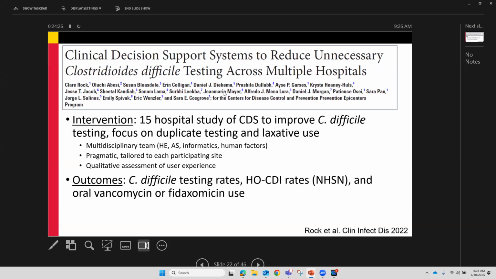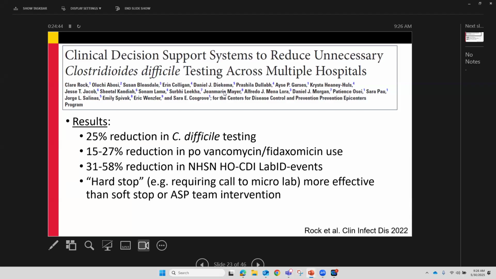And they tried to look at outcomes of the C. diff rate as far as hospital onset CDI rates that are reported to the CDC, and oral vancomycin or fidaxomicin use. And to me, the antibiotics are the most important patient outcome, because that's really showing that we change the way we care for people. And what they found is that there's a 25% reduction in C. diff testing. There was a similar reduction in use of antibiotics, and actually a bigger reduction in the hospital onset metric for C. diff, which will make your leadership happy with you.